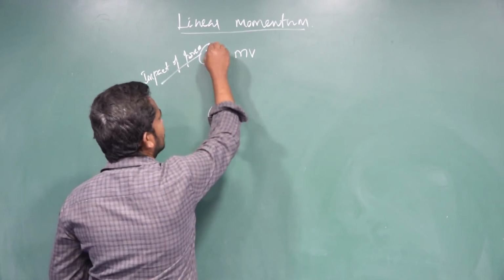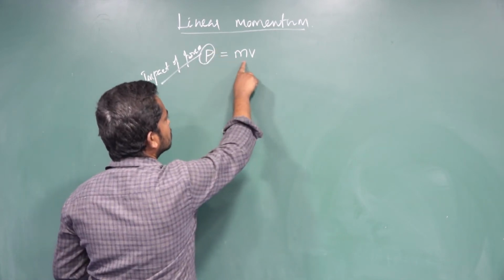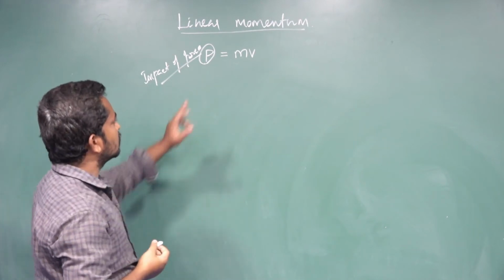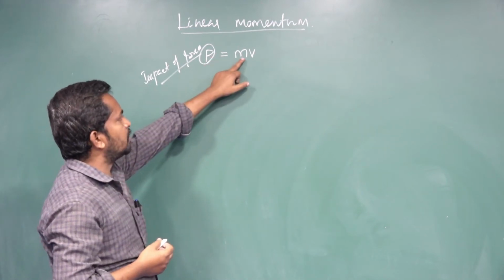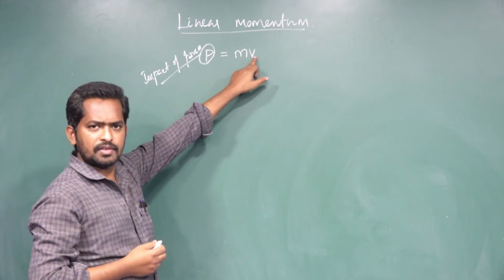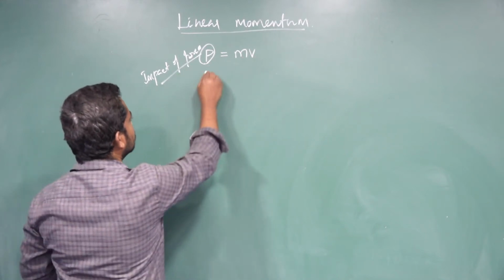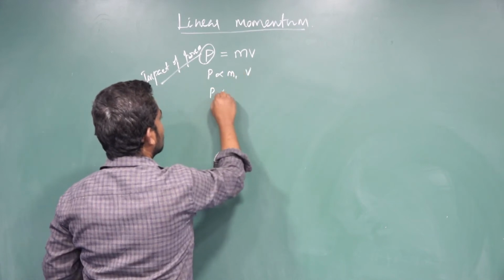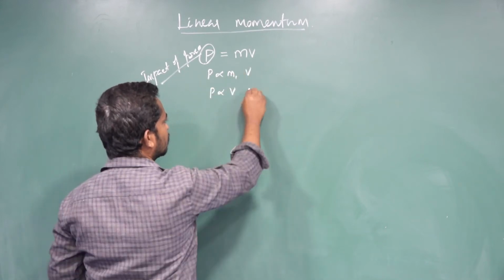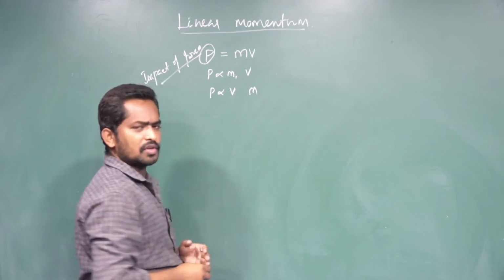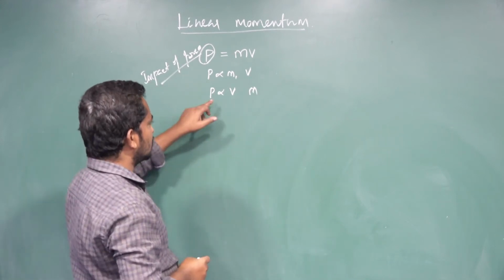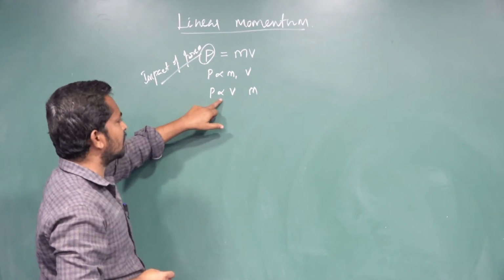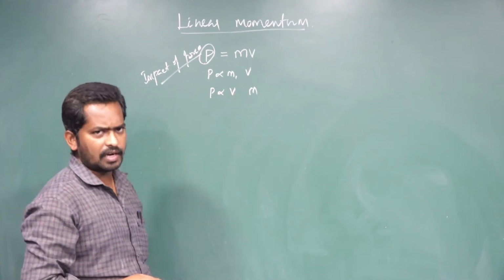Linear momentum mainly depends on two characters: one is mass, another one is velocity. So momentum depends on mass when velocity is constant, which means p is directly proportional to m when v is constant. And p is directly proportional to v when mass is constant. When mass is constant, the main character is velocity.